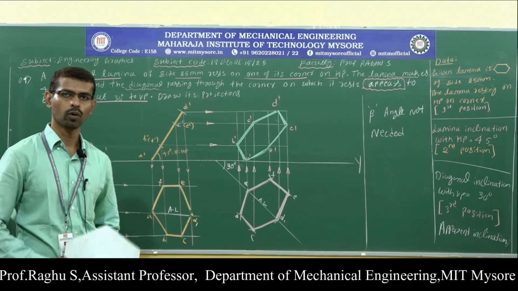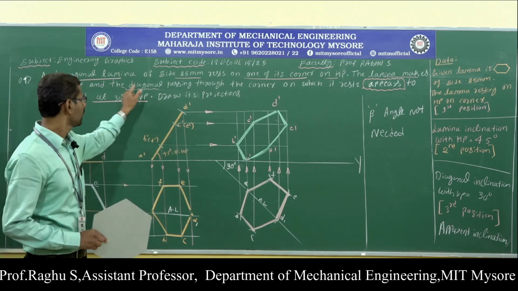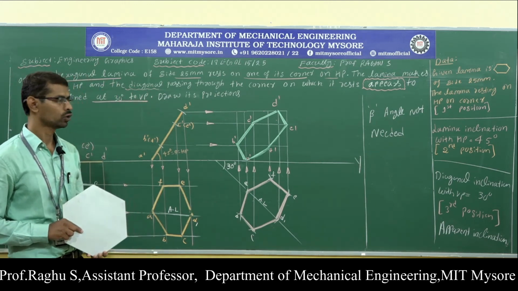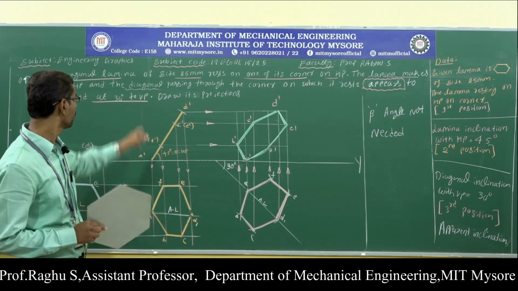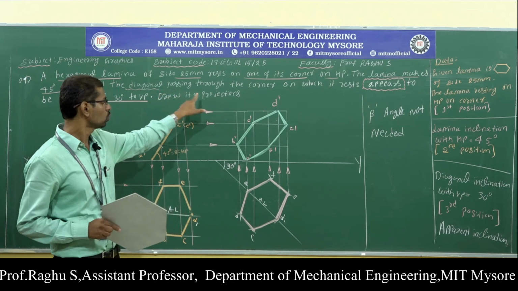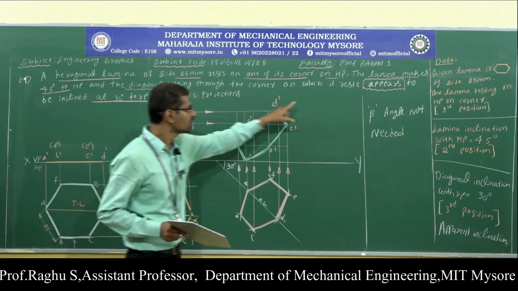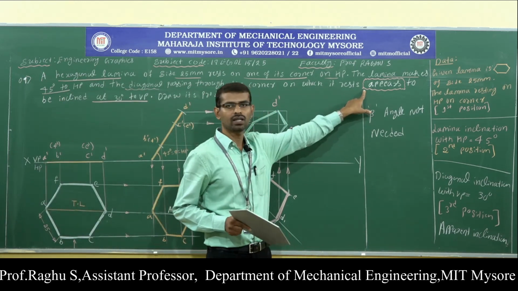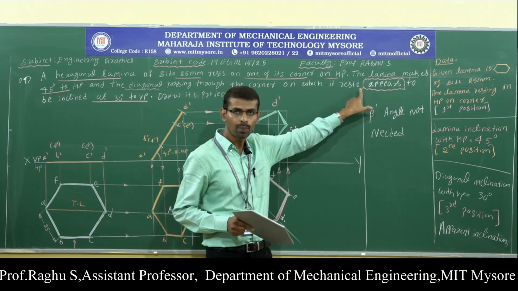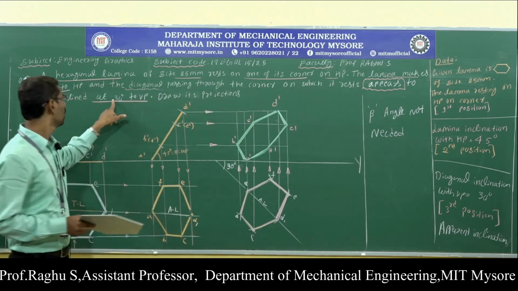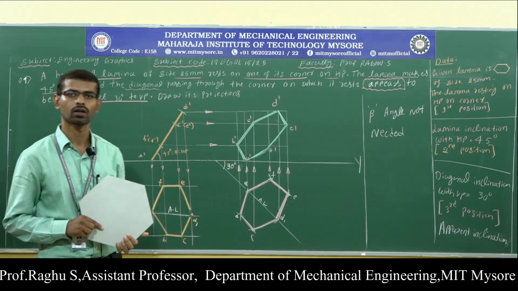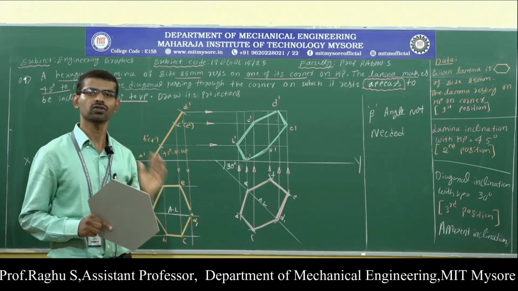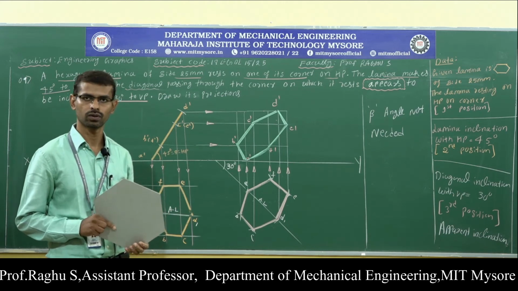So in the next problem, a hexagonal lamina of side 25 mm rests on one of its corners on HP. The lamina makes 45 degree with respect to HP, and the diagonal passing through the corner on which it rests appears to be inclined. This word is very, very important. Appears to be inclined 30 degree with respect to VP. Draw its projections. So this problem is almost similar to the previous problem.